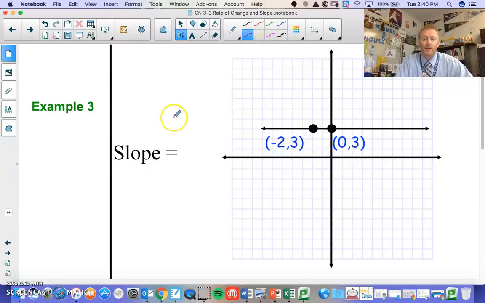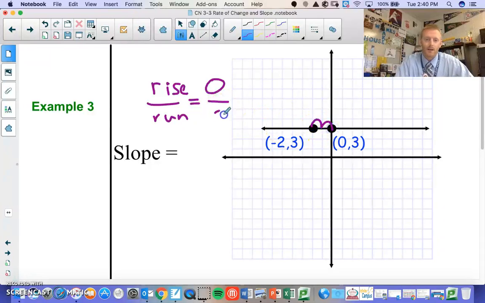So same ideas happen on example number 3. We're looking at the rise over the run. And in this particular case, our rise was nothing. So the number that it rose up was 0 spots, and the run was 1, 2. 0 divided by 2 gives us a slope of 0.